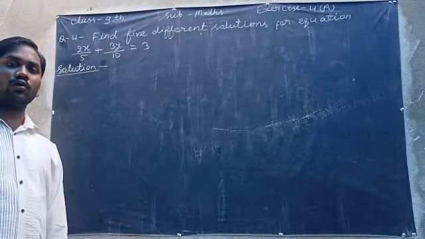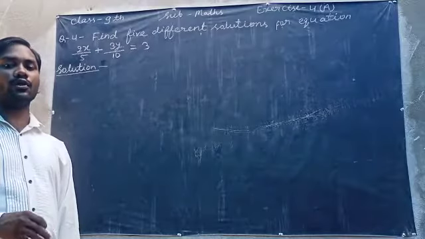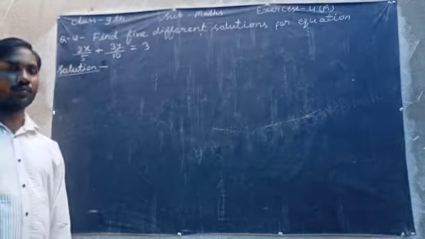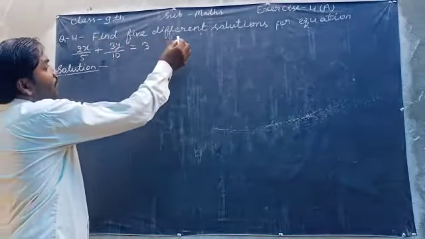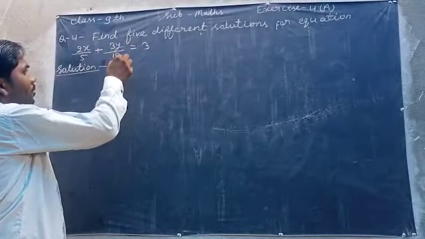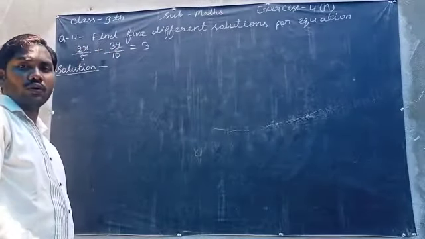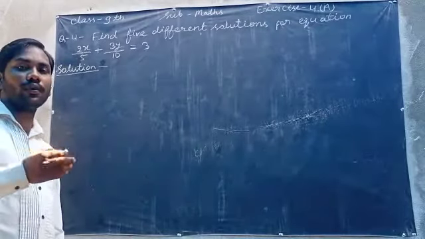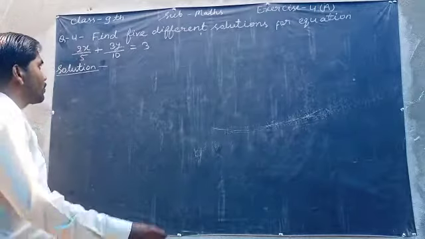Now, in this video, I am going to tell you how to find the solution of a linear equation. For that I have taken one question: find 5 different solutions for the equation 2x by 5 plus 3y by 10 is equal to 3. So, for this equation we will find 5 solutions. Let us see how to do this.